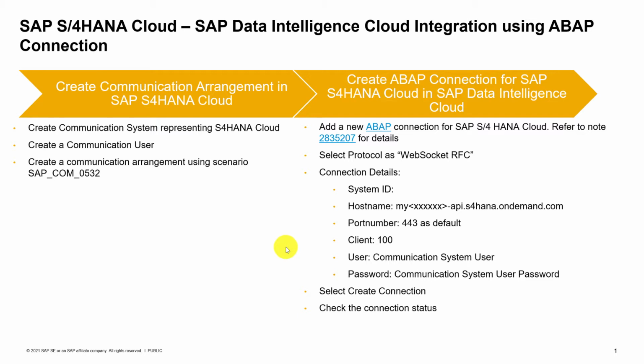We need to create a communication arrangement using communication scenario SAP_COM_0532 in SAP S/4HANA Cloud. In SAP Data Intelligence Cloud, we need to create a connection using ABAP connection type. We need to use the protocol as WebSocket RFC, and we need to provide the connection details for the S/4HANA Cloud system. So let's have a look in the system at how to configure.